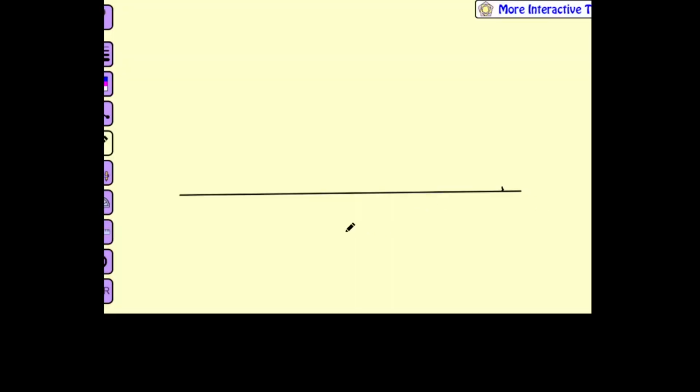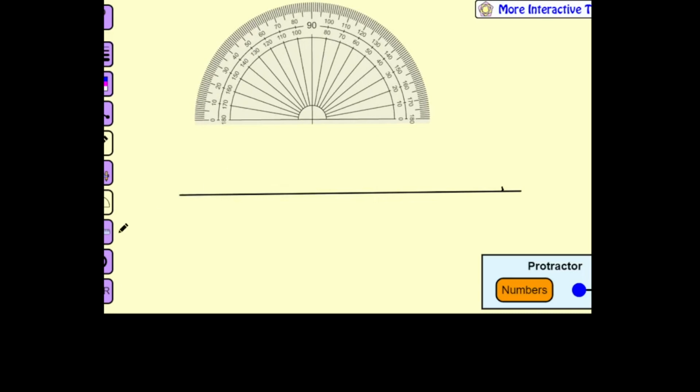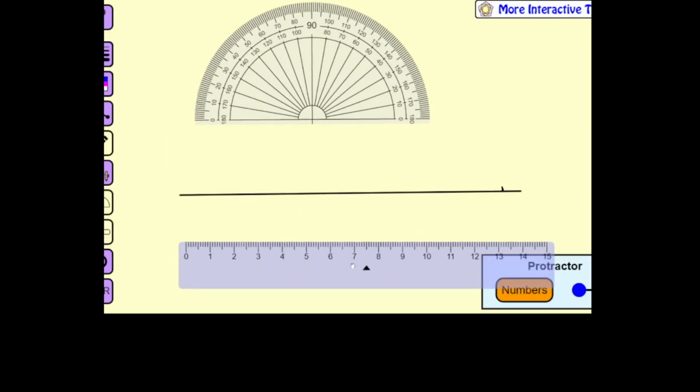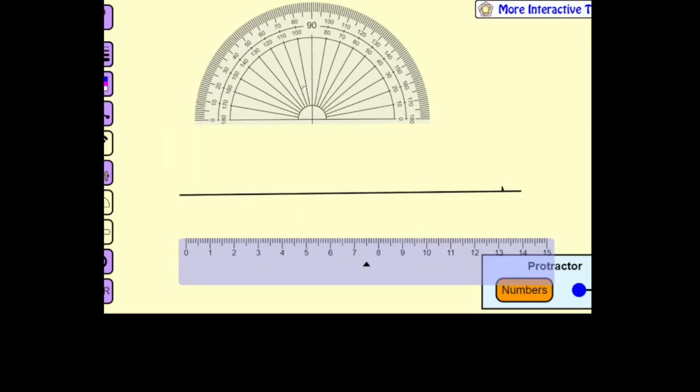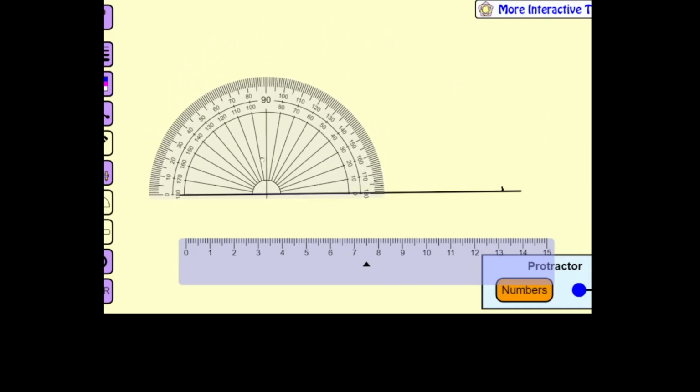Hello and welcome to the Maths Guide, and today we're going to be looking at measuring an angle using a protractor, which is a tool that looks like that. We're also going to be using a ruler to measure a distance. What we're going to use the protractor for is measuring angles, and an angle is a measure of rotation.